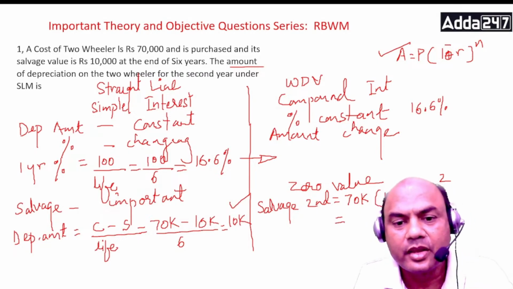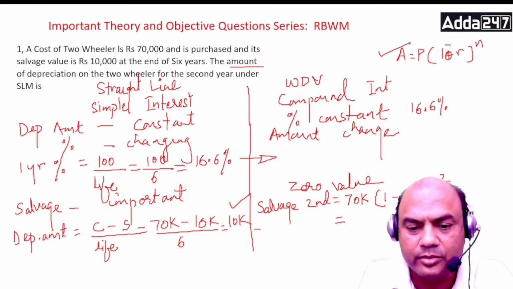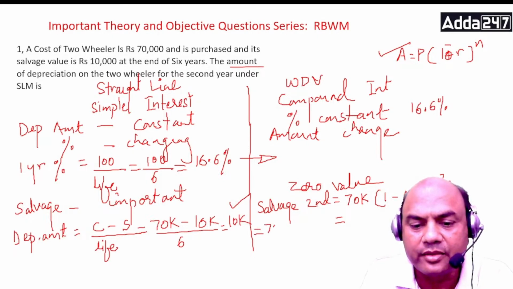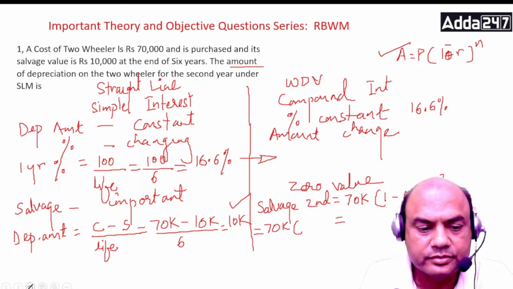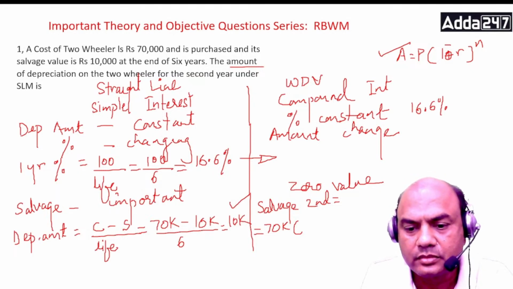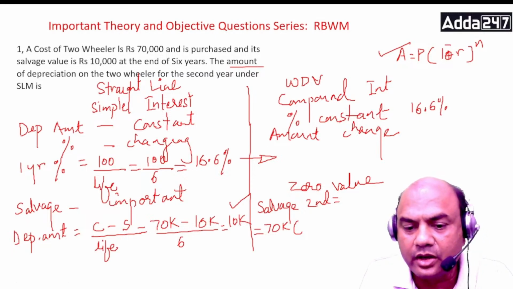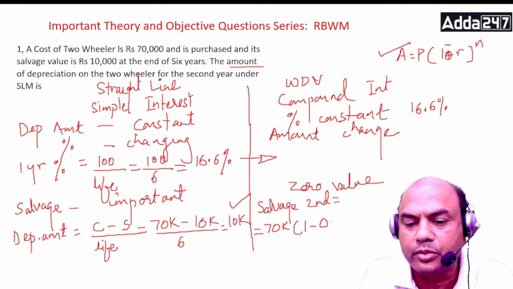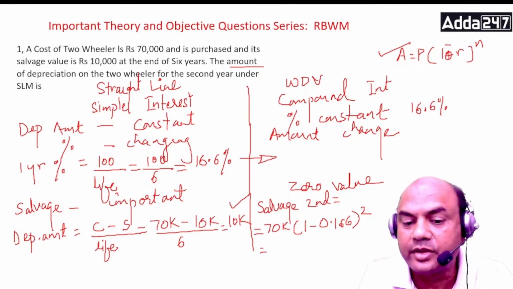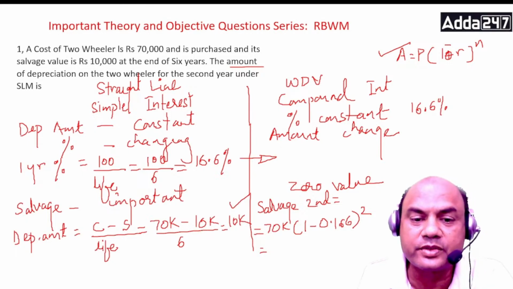Okay. So 70k, are you able to see this? No, one sec. Let me write it over here. Okay, this side you will be able to see it. So 70k into 1 minus, what is this? 0.166 raised to 2. Okay, second year. If they ask you for third year, raised to 3. Fourth year, raised to 4. Whatever it is. Okay.